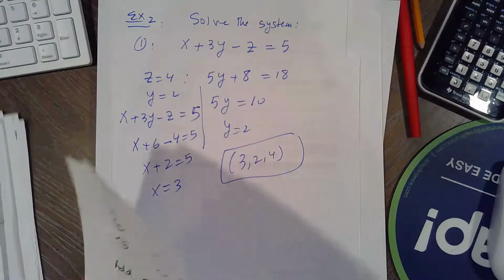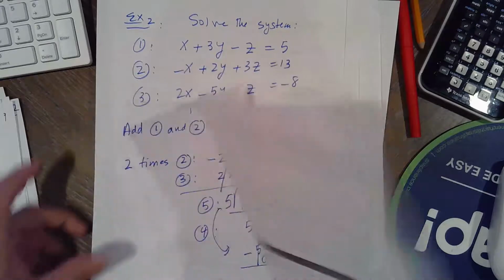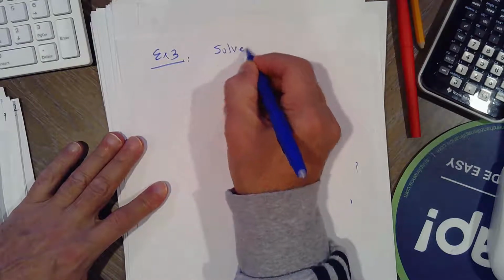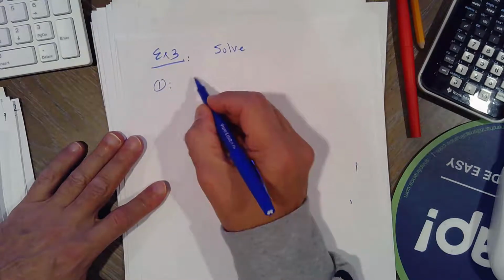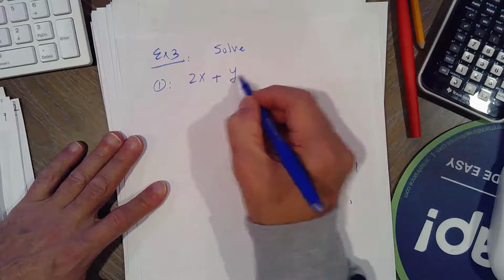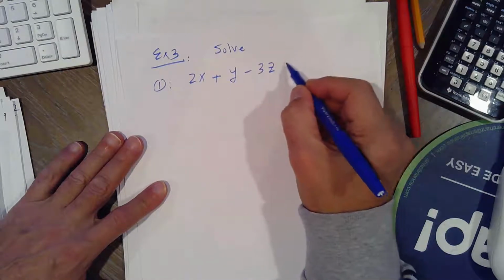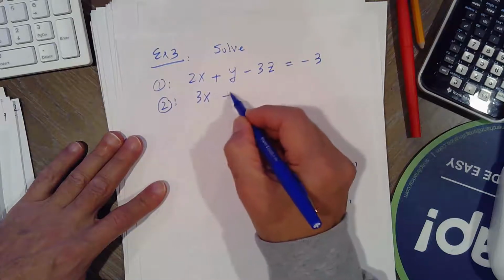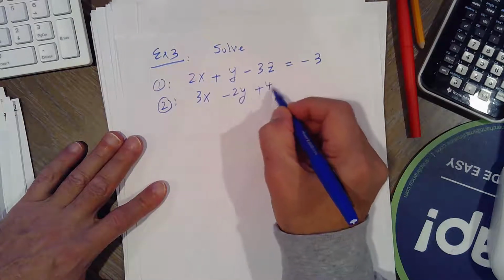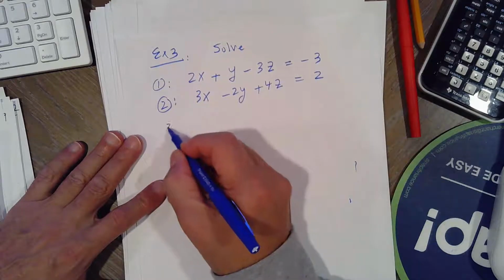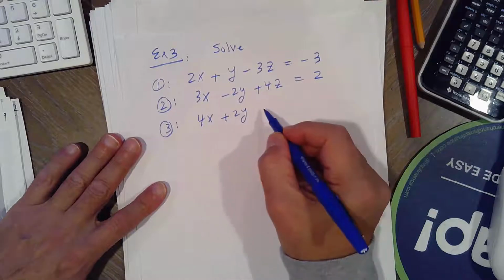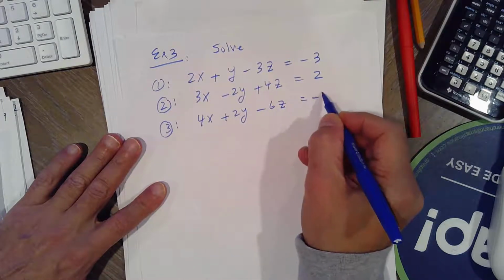Alright, the next one is going to be different. So let's see how different it is. Example 3. Solve the system. Equation 1: 2x plus y minus 3z is negative 3. Equation 2: 3x minus 2y plus 4z is 2. Equation 3: 4x plus 2y minus 6z is negative 7.